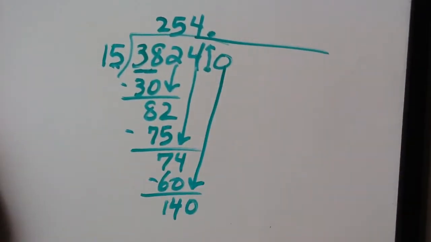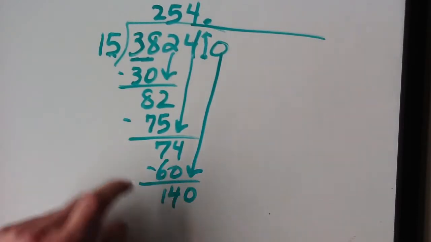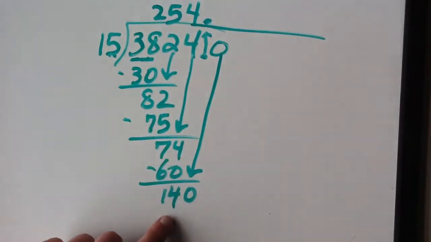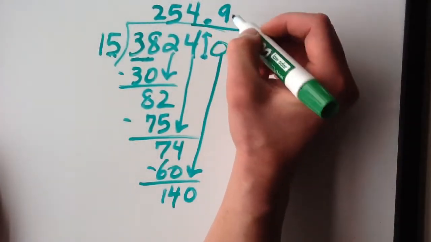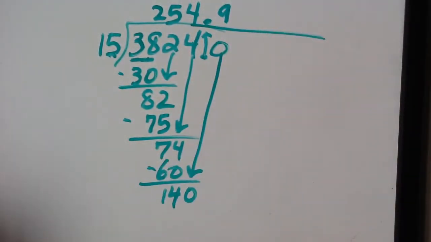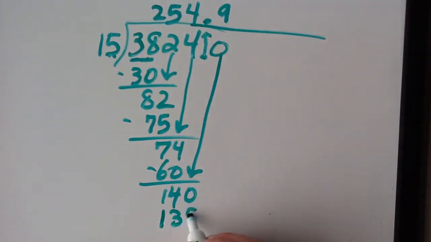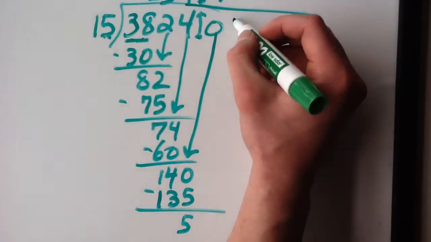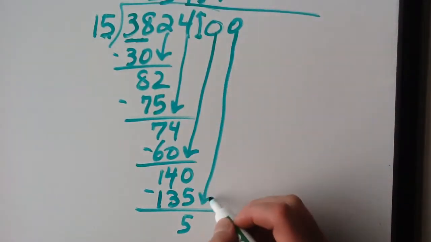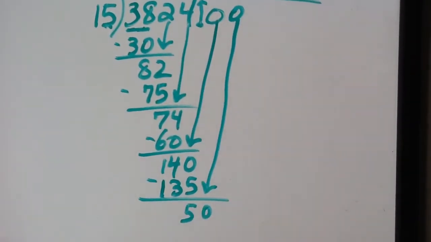So now my number down here is 140. How many times can 15 go into 140? Well, it can go in 9 times. 9 would be the first digit after the decimal. 9 times 15, that's 135. I subtract and get 5. I'm not done dividing yet, right? Because my remainder is not 0 yet. So I have to add another placeholder 0 so that I can bring it down and continue dividing.